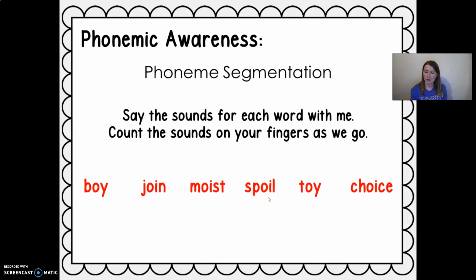Okay, spoil. How many sounds? 4. Alright, your next one. Toy. How many sounds? 2. There were 2 sounds. Choice. Ch, oy, s. How many sounds? There were 3 sounds.